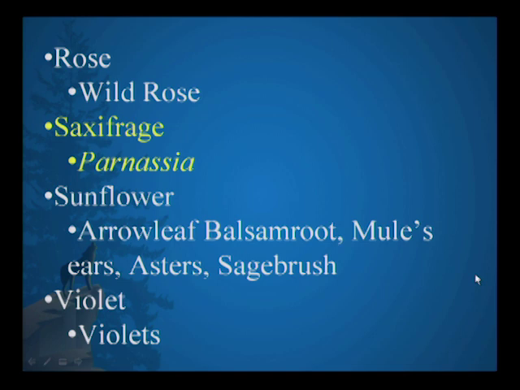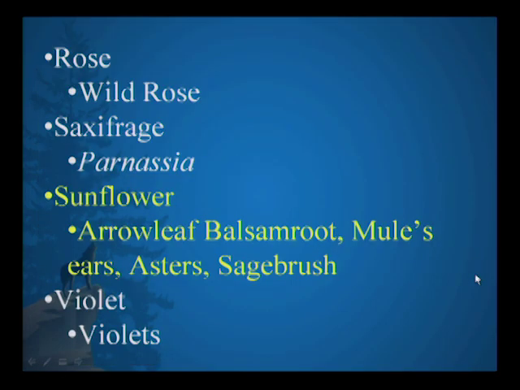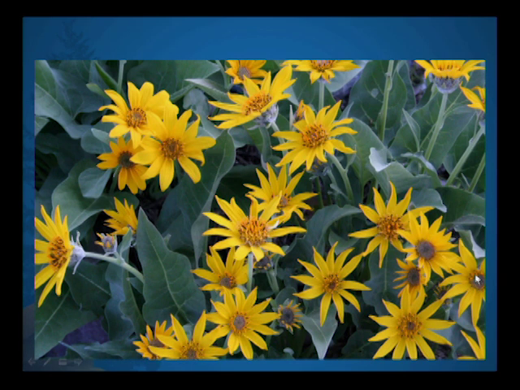Saxifrage family, the main example we see here is Parnassia, or grass of Parnassus, another small but spectacular looking flower. And then the sunflower family. Again, there are lots of members of the sunflower family: arrowleaf, balsamroot, mule's ear, asters, sagebrush, among others. These, again, would be examples of the disc flowers that we talked about earlier, or head flowers. There are a lot of members of this family, the composite family. So we're looking at ray flowers and disc flowers.